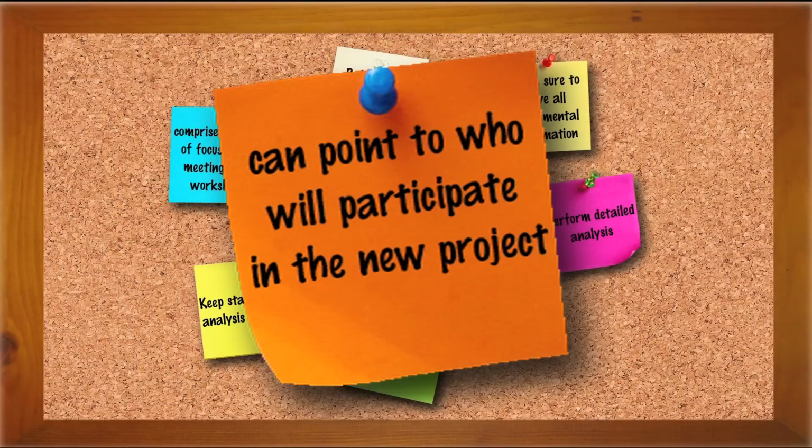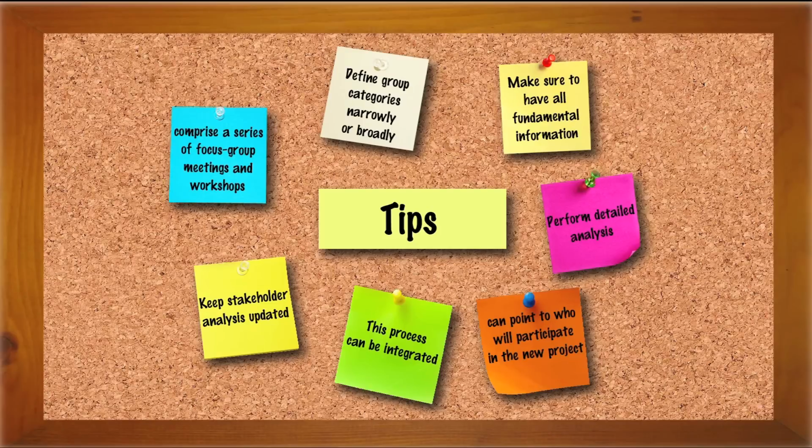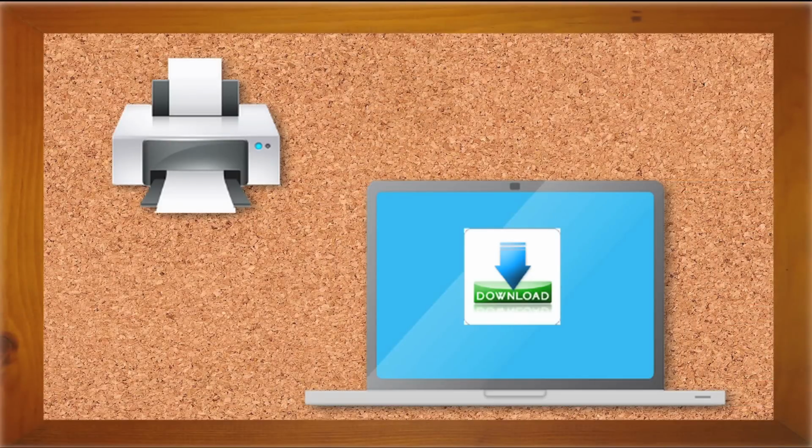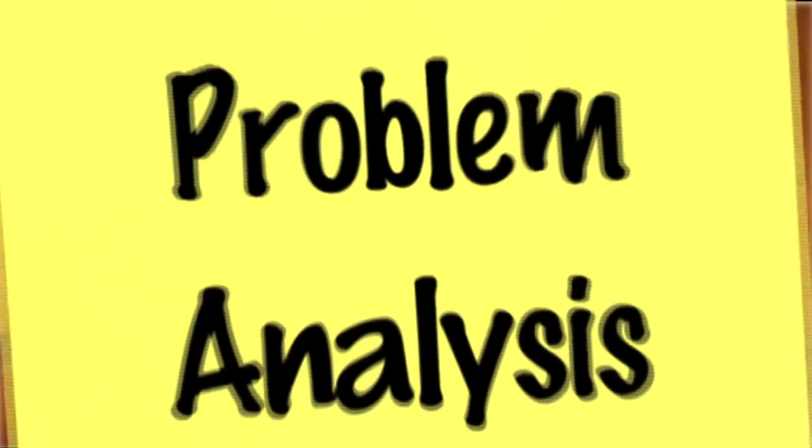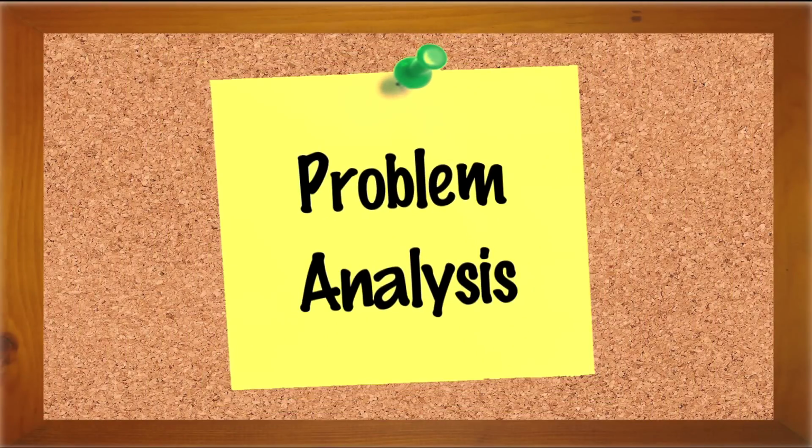Finally, stakeholders analysis can point to who will participate in the new project, to involve them so they are informed of any planned changes. The next module in the DMF process is problem analysis, but before we do so, you can review the stakeholder analysis again. You can also download the printed copy of the transcript as well as the sample stakeholder analysis. Let us now proceed to problem analysis, the other analytical part of the DMF process.